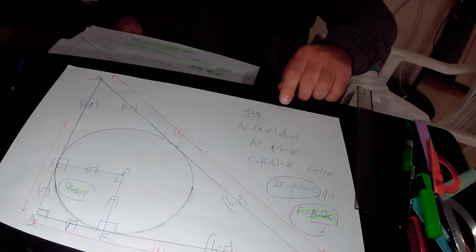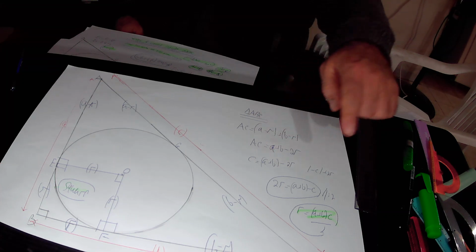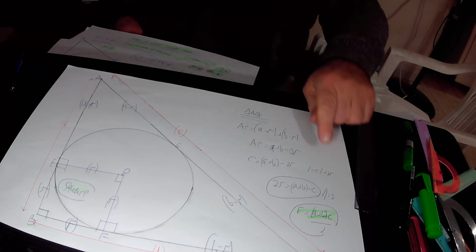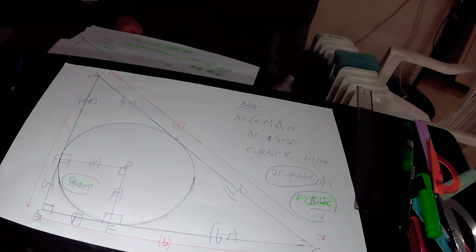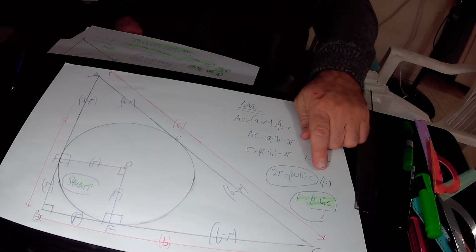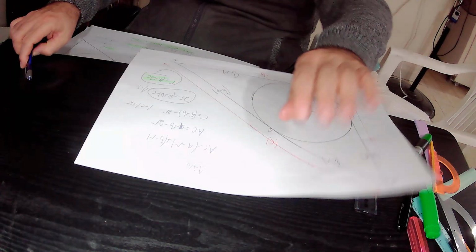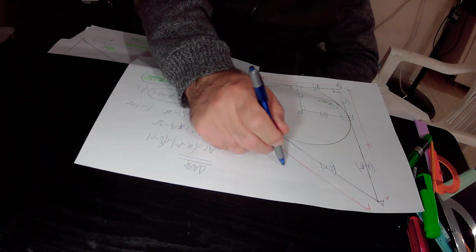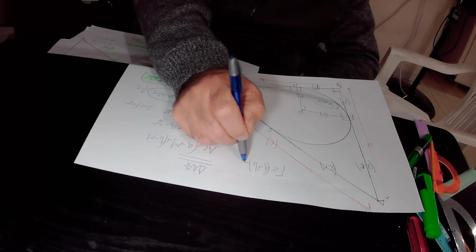Here we added 2R and moved C to the other side, and found that 2R equals A plus B minus C. Dividing this equation by 2, we found that the radius R of this circle equals A plus B minus C over 2.